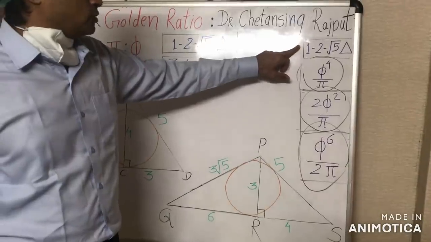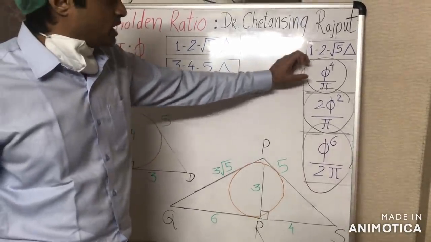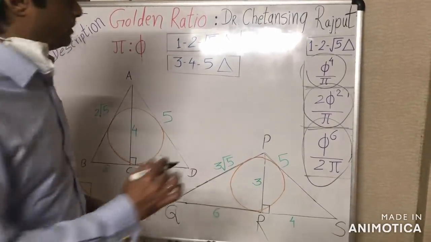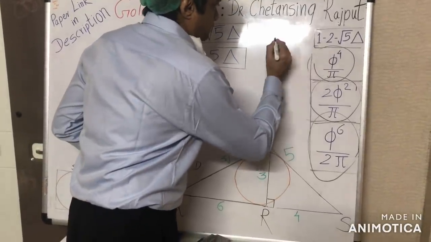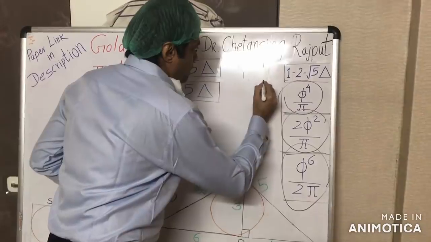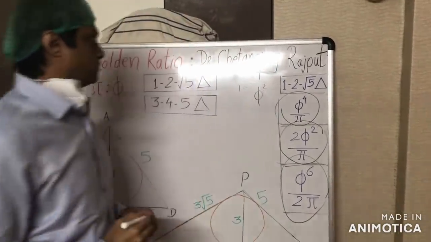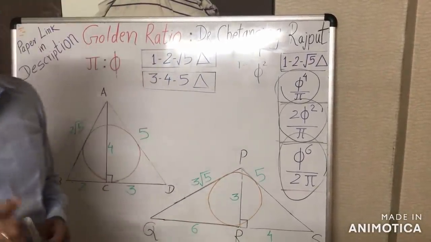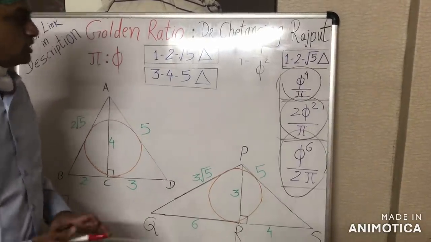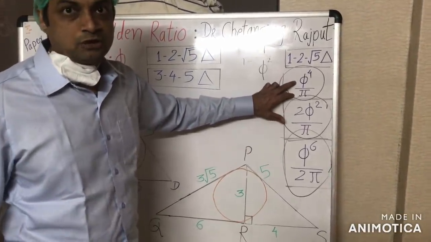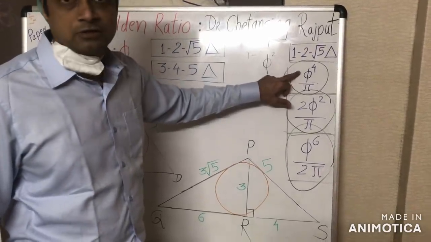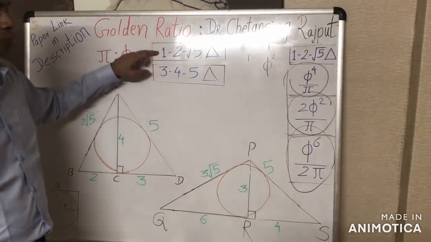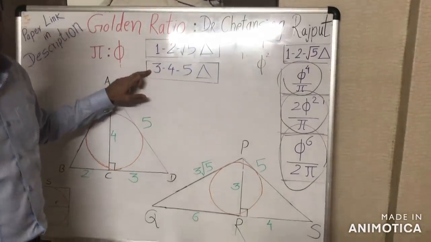So this 1 to root 5 triangle can be exploited to get the precise pi-phi correlation in terms of geometric ratio. And this is obvious because the inradius of this triangle is precisely equal to 1 upon phi square. So these ratios are obvious. But more important is that similar correlations between pi and the golden ratio can also be derived from a couple of triangles, the 1 to root 5 triangle and the 3, 4, 5 triangle.